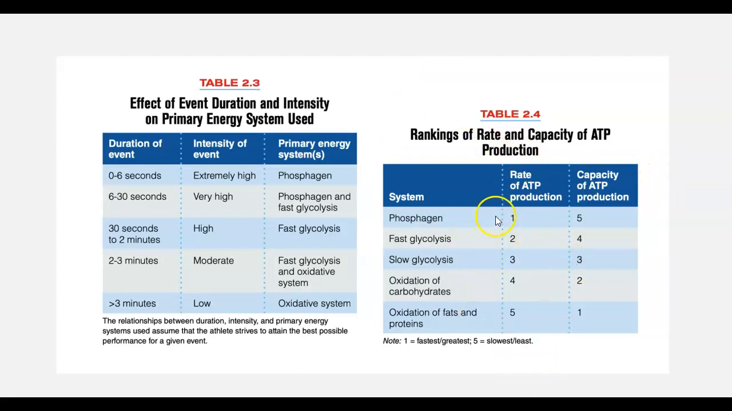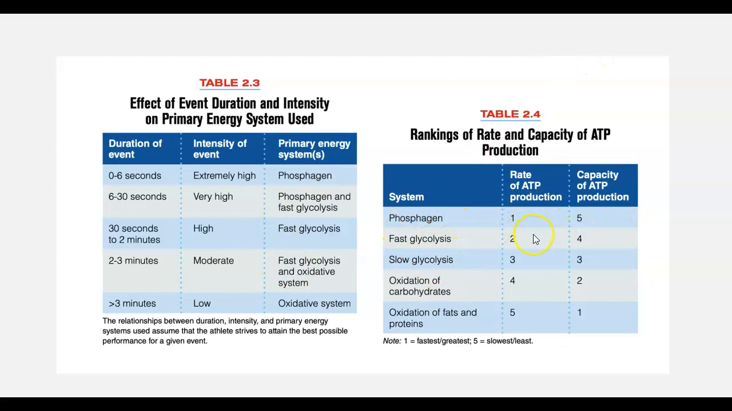So the phosphagen system is number one for producing ATP quickly, but it's the lowest for its capacity to produce ATP. And intuitively, you all know this. Let's say that you can bench press 135 for 10 repetitions before you experience fatigue. Well, why do you experience fatigue? You experience fatigue because you're running out of your fuel source, phosphagens.